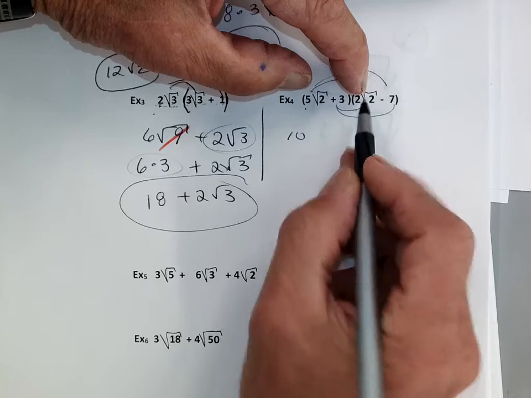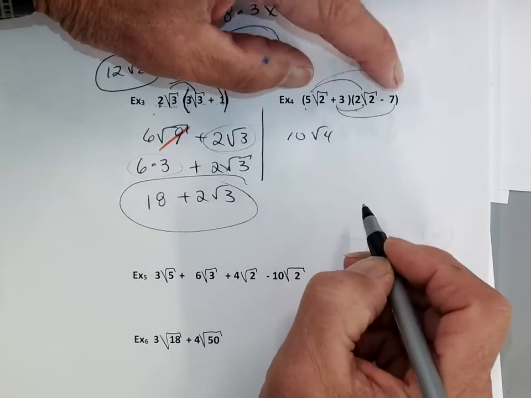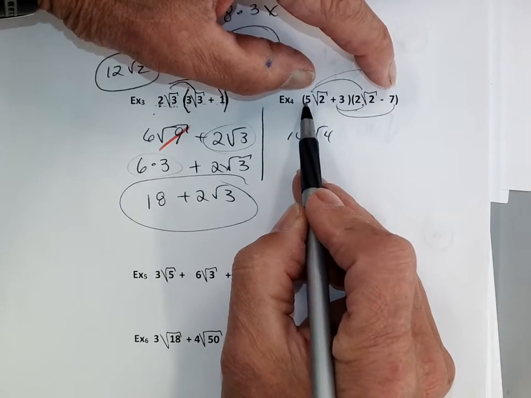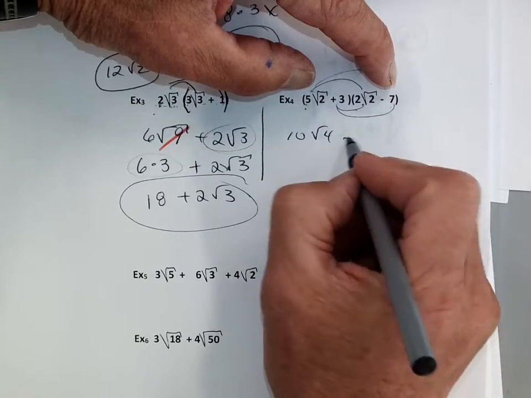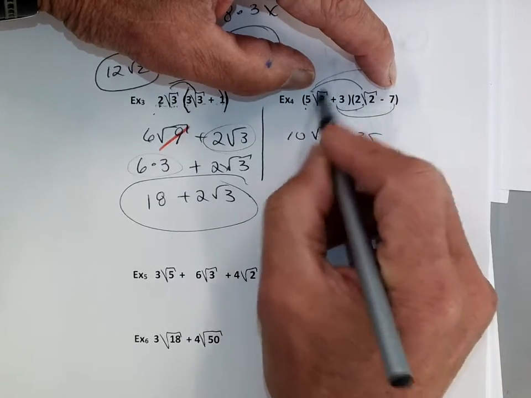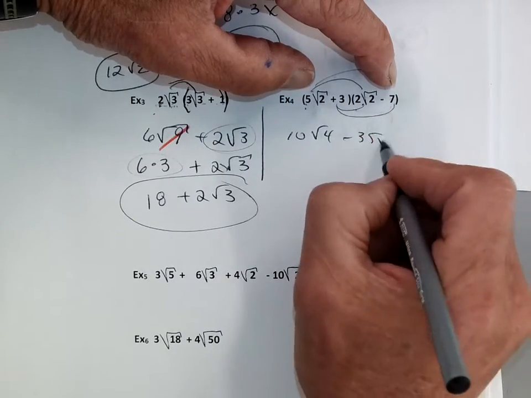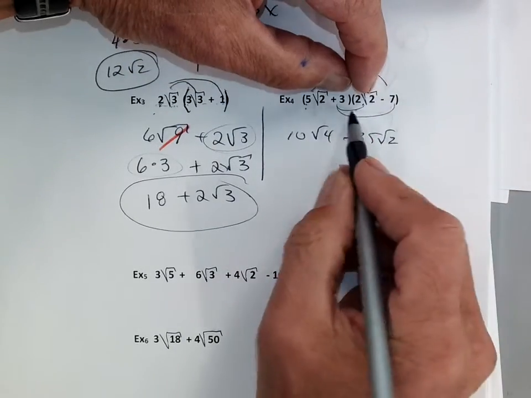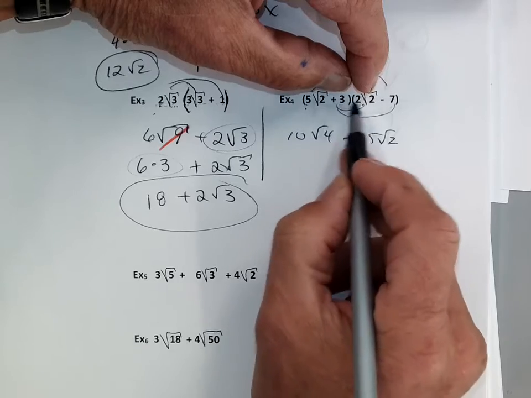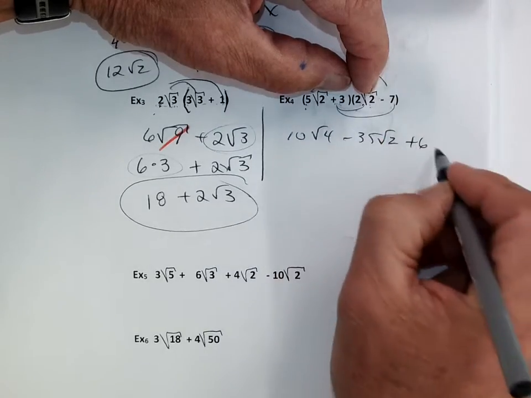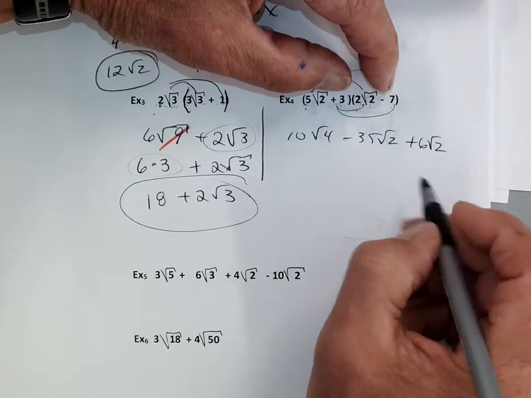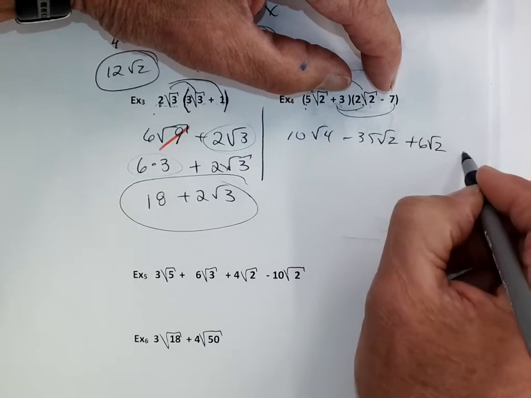Square root of 2 times square root of 2 is square root of 4. Okay? Outside, 5 square root of 2 times a negative 7, whole number to whole number, 5 times 7 is a negative 35. But I'm also multiplying by a square root of 2, so bring it with you. Multiply on the inside here, whole number to whole number, I get 3 times 2 is a 6. And again, I also multiplied by the square root of 2, so bring it with you. And finally, 3 times a negative 7 is a negative 21.